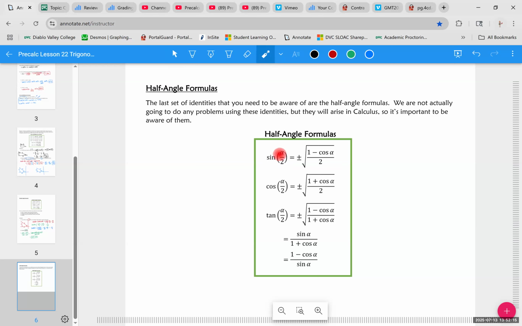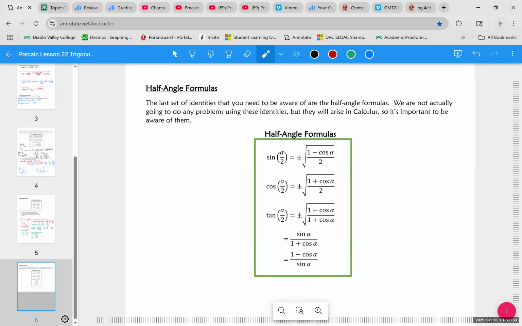if you were trying to find the sine of half of an angle, then you could use this formula where you do 1 minus cosine of the angle divided by 2, square root it, and then the plus or minus has to do with which quadrant it would land in. So if theta was in quadrant 2, where would half of that theta land? And then that would identify whether you would use the plus or the minus.